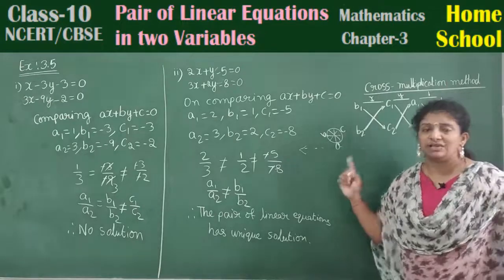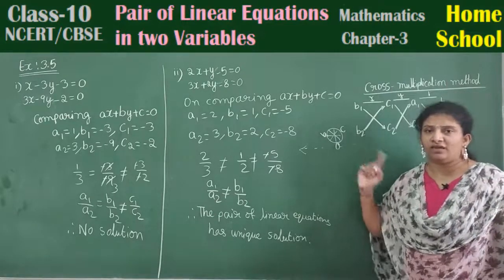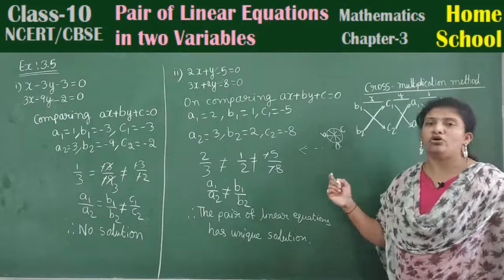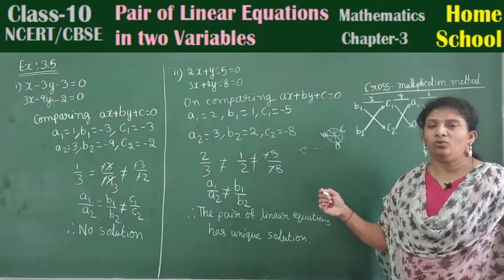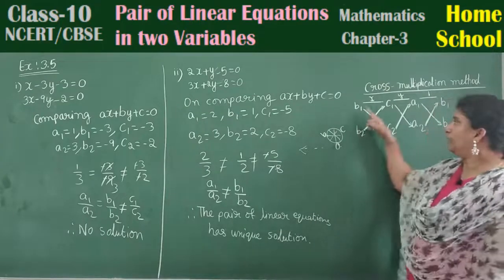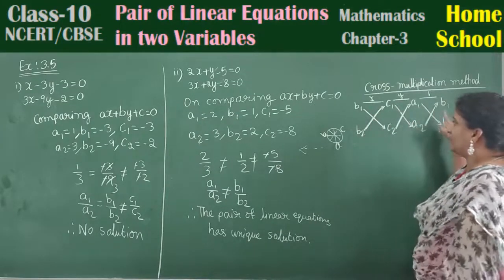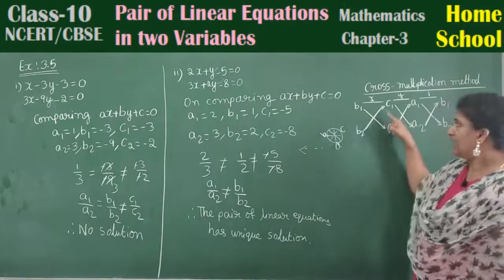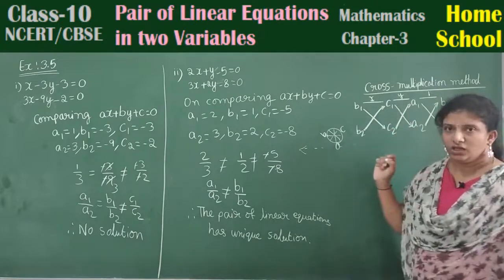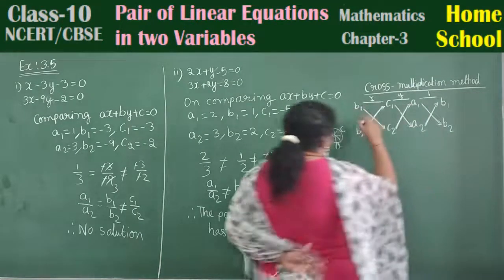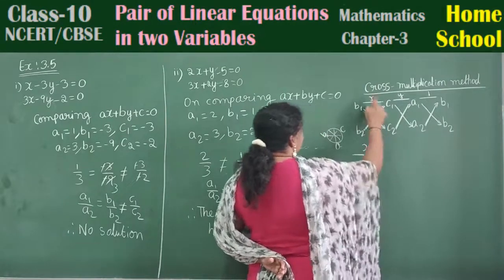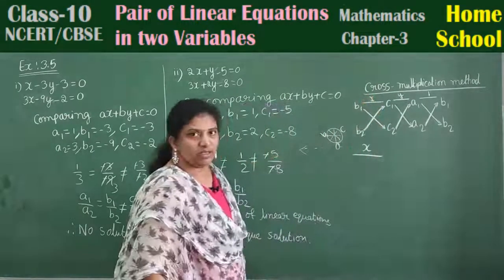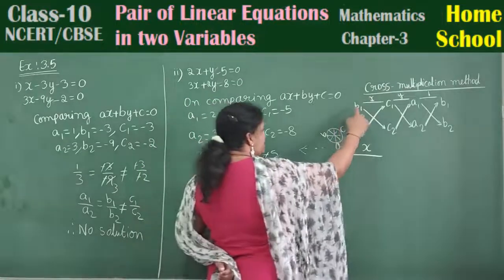B1, C1, A1, B1. And your next row, B2, C2, A2, again B2. Put a cross in between these and put the arrow mark here. Okay. So now, how will your process be? X by, what is the variable you have? X. By, you multiply this.